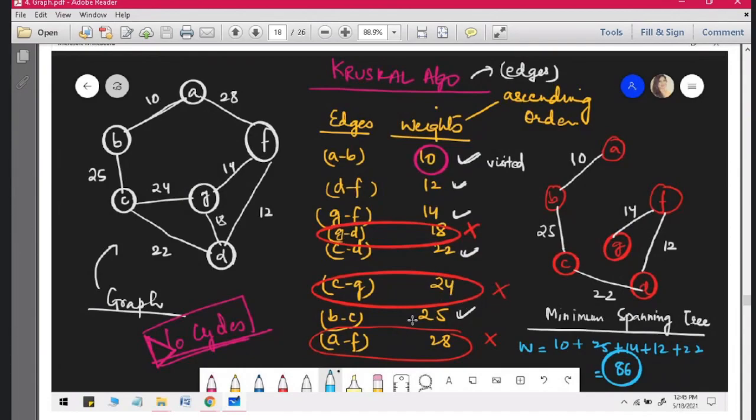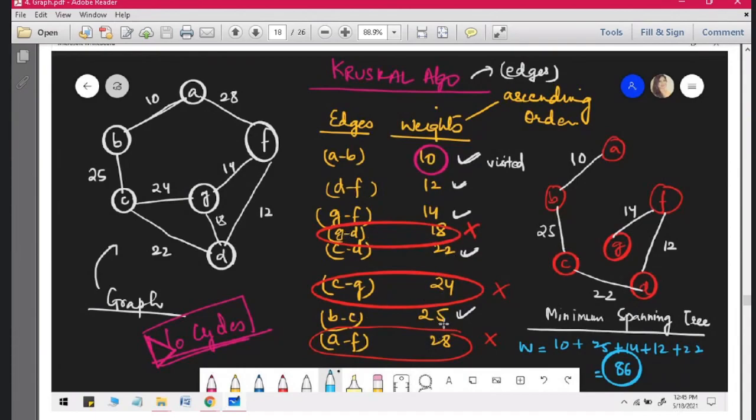Then we will take the next edge, that is BC 25. So I have connected this edge. And then we have the next minimum edge, that is 28. So 28 is there, but we cannot connect it. If we connect it, then it will form a cycle. So the condition of your spanning tree is there should not be a cycle. So these are the three edges which will not be connected.